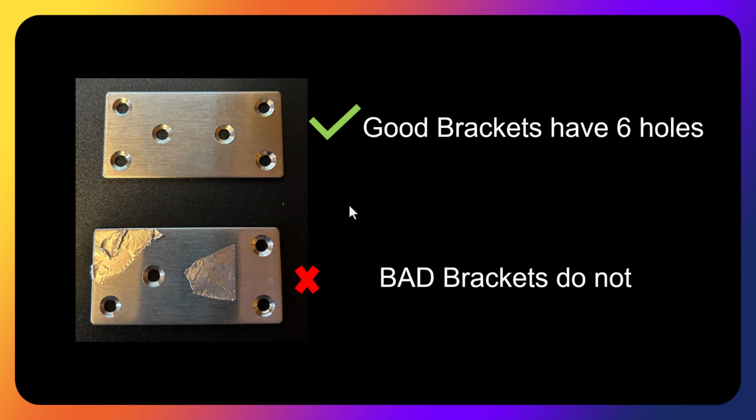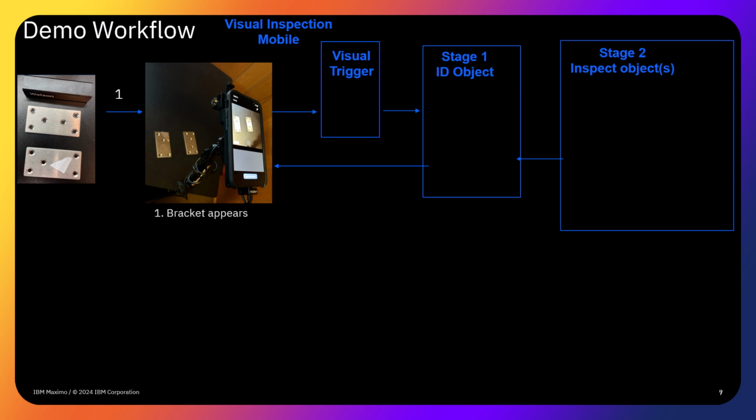So every bracket would go through, be inspected, and count if there are 6 holes in that individual bracket. If any of the brackets in the inspection come back with less than 6 holes, then we would fail this inspection. Alright, let's show you the workflow here.